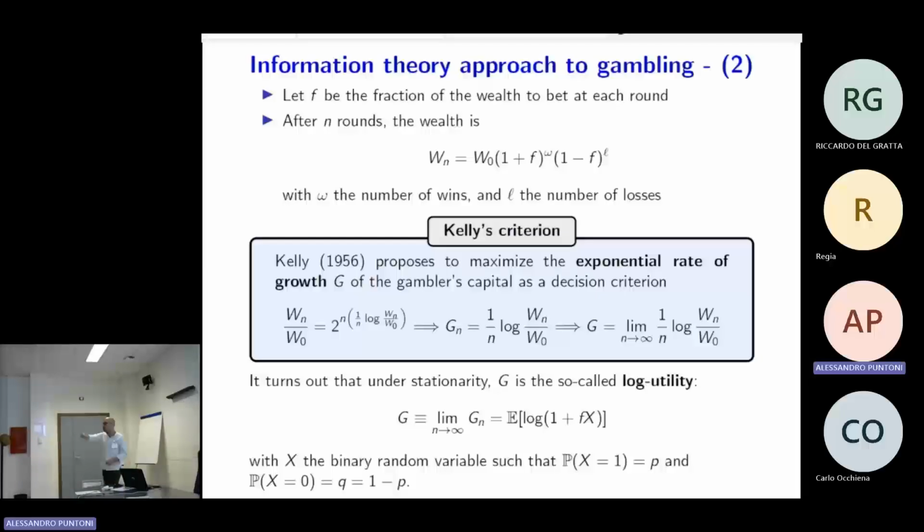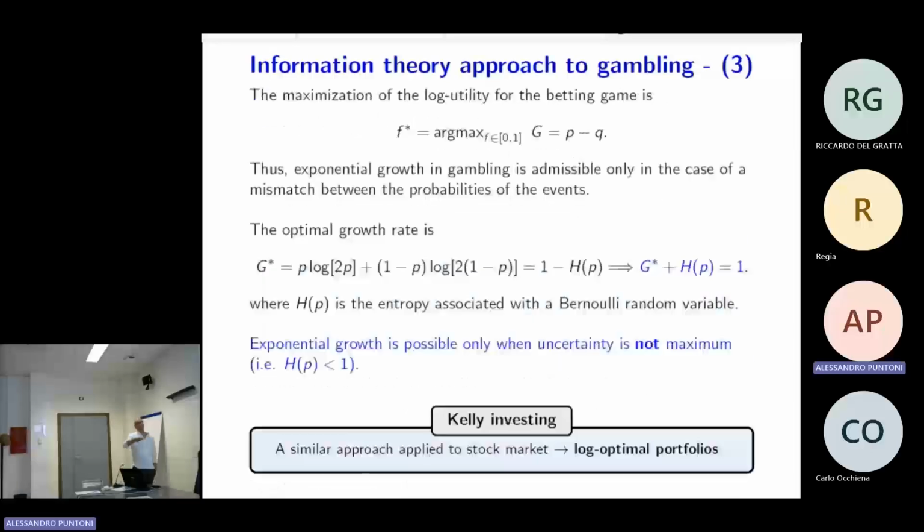Asymptotically, as the number of games goes to infinity, this is the so-called exponential rate of growth. By doing a very simple computation under stationarity, G is the so-called log utility, in the sense that G is the expectation of the logarithm of 1 plus the fraction that we invest times this Bernoulli random variable X, that is, with probability p we win 1, with probability q, 1 minus p, we get minus 1. So what is the point? We maximize this, and we can do the computation, very simple. What is the solution? The solution is the difference between the probability of winning and the probability of losing.